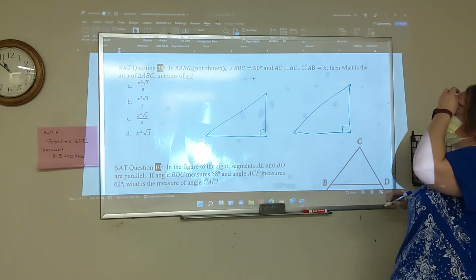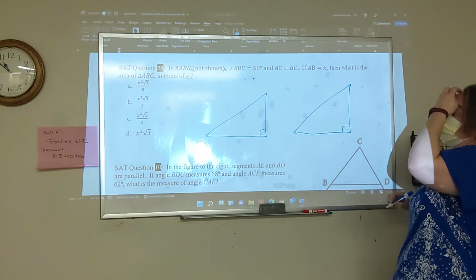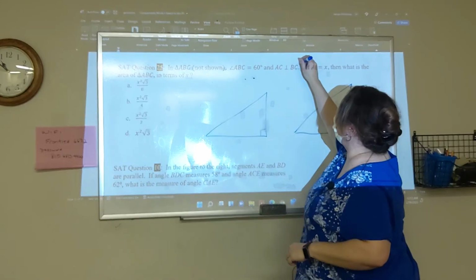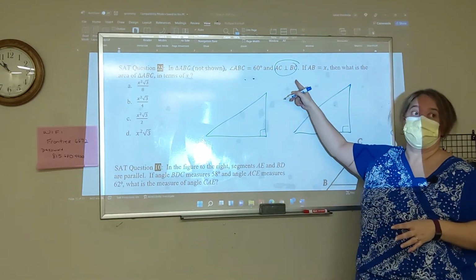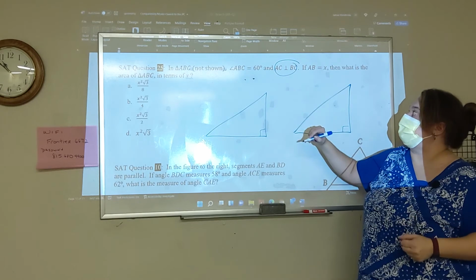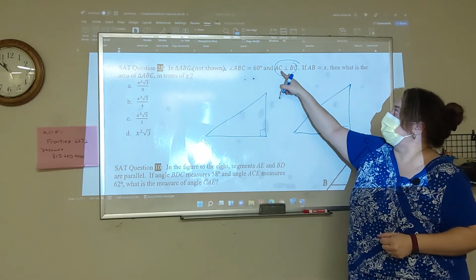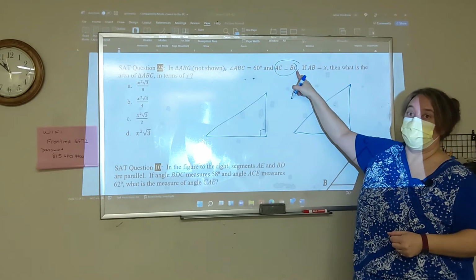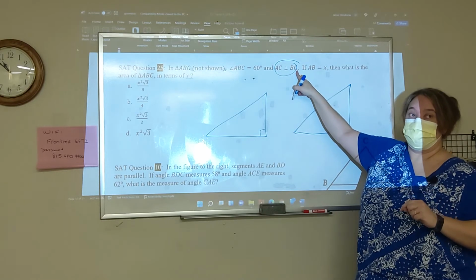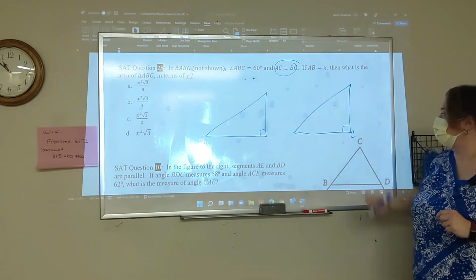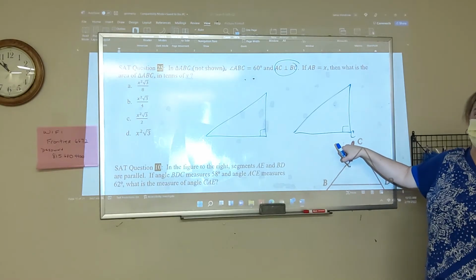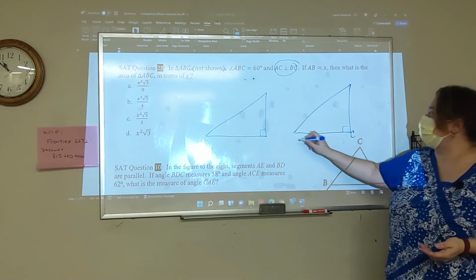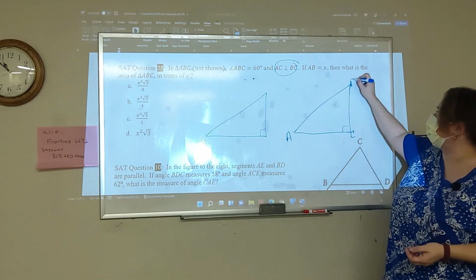AC is perpendicular to BC. I need to get my letters in the right places, and I'm going to use that perpendicular statement to do it. I look for the letter that repeats itself. C repeats itself here and here. So the letter that repeats itself is my right angle. That tells me that C is this corner. And then A and B, it doesn't matter which one I put where. So I'm just going to put A in the bottom left and B in the upper right, but I could reverse that.